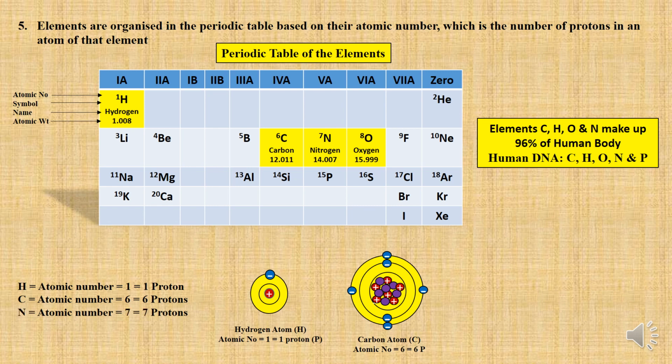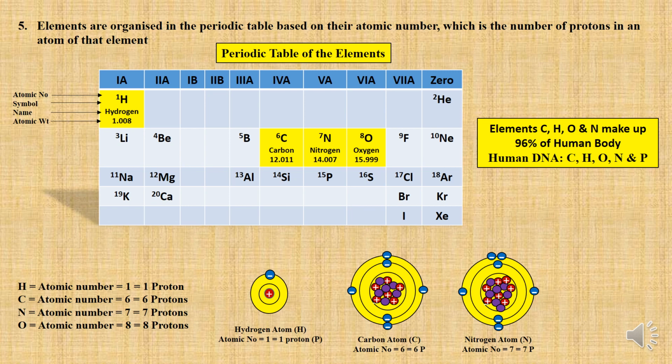Nitrogen is the 7th element in the periodic table because its atomic number is 7. And why is its atomic number 7? Because it has 7 protons in its nucleus.